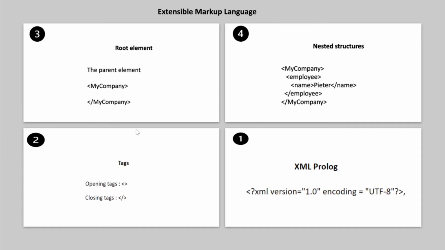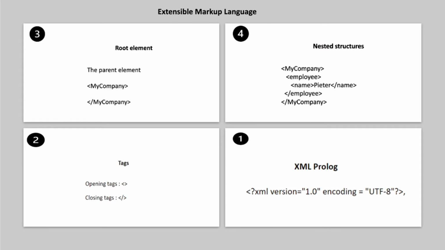The second thing is that XML works with tags. We have two types of tags, the opening tags and the closing tags. So every element in an XML file needs to have an opening tag and a closing tag.